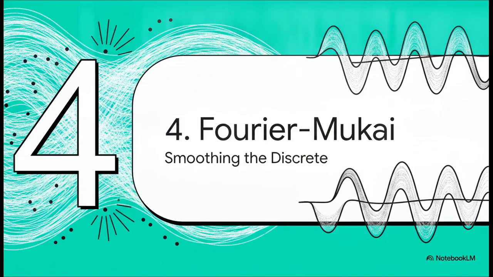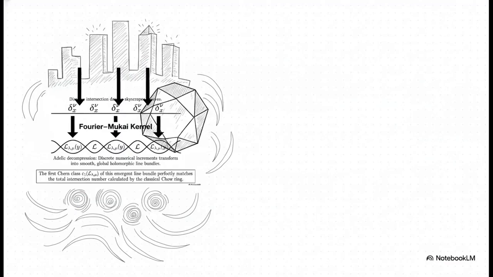Let's keep zooming out. Section 4, Smoothing with Fourier-Mukai. Think of the Fourier-Mukai transform as a sort of algebraic prism. You start out with this discrete, highly localized data sitting as skyscraper sheaves on the dual torus. But as that data passes through the Fourier-Mukai kernel, it undergoes what we call Adelic decompression. It gets smoothed entirely out into stable, continuous wave-like configurations, global holomorphic line bundles.